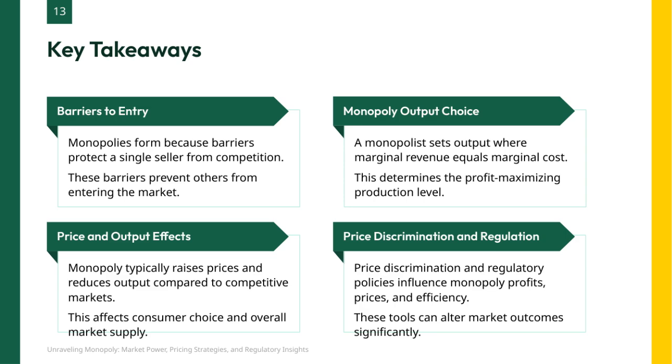Third, compared to competitive markets, monopolies tend to raise prices and reduce the quantity of goods available. This results in fewer choices for consumers and less overall supply in the market. Finally, price discrimination and regulatory policies can significantly impact monopoly profits, prices, and market efficiency. These factors have the power to change how the market functions and the outcomes for both producers and consumers.